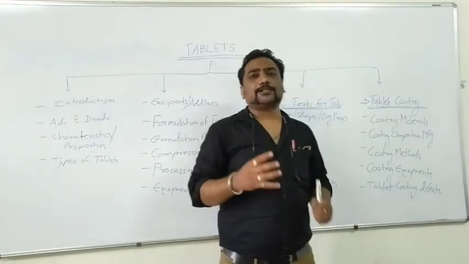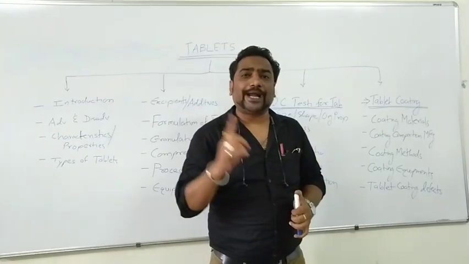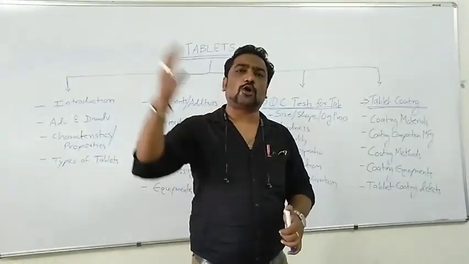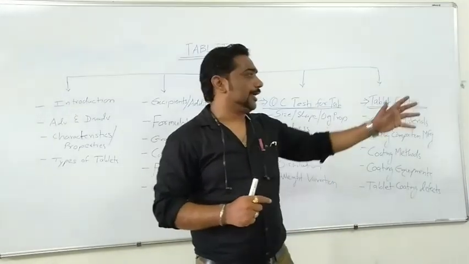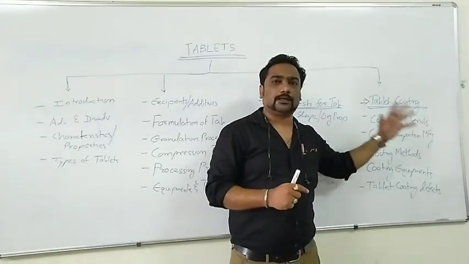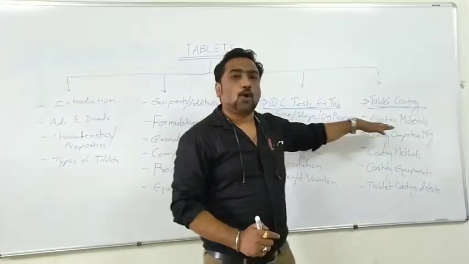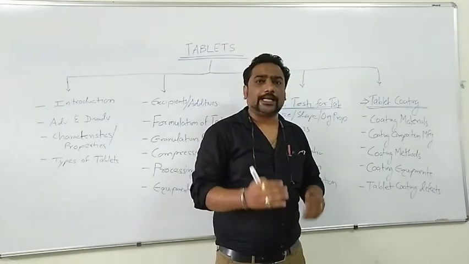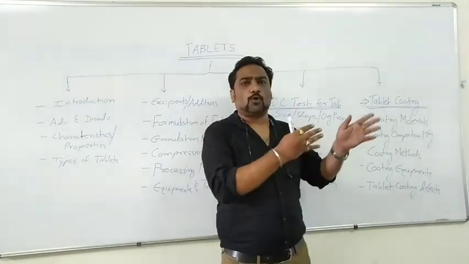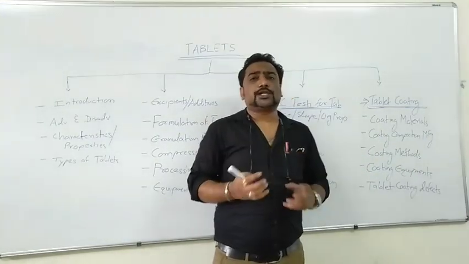In some cases, if we need to manufacture a tablet which provides sustained release, prolonged release, in that case also we need to coat it. So coating is the last part of this particular chapter. We will cover coating materials, which are the different coating materials that can be used in the coating of the tablets. Then we move towards coating composition manufacturing.